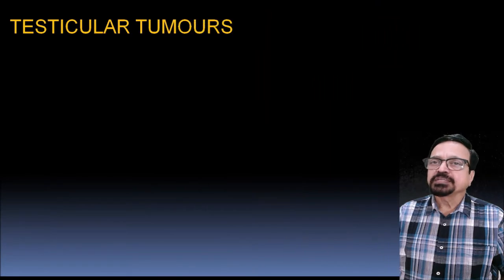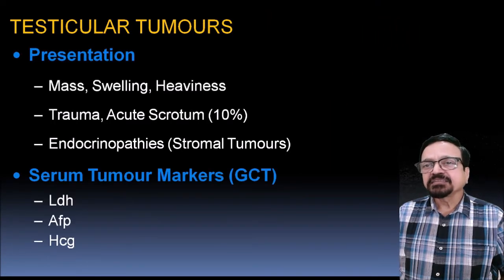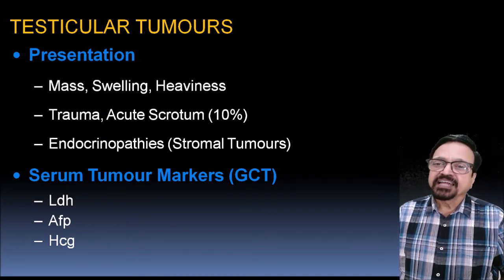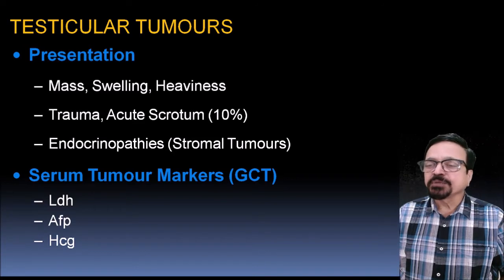Now let us come to seminoma. They present as mass, swelling, heaviness. Trauma may or may not be there, but often it is misleading. It can be misleading if there is a trauma and if we find these lesions. They can present as acute scrotum in 10% of the cases. Then endocrinopathies such as stromal tumors may be present, and the serum tumor markers are fairly sensitive, or they can really tell us whether seminomas are there. That is, the serum tumor markers are LDH, AFP, and HCG. These are the tumor markers.